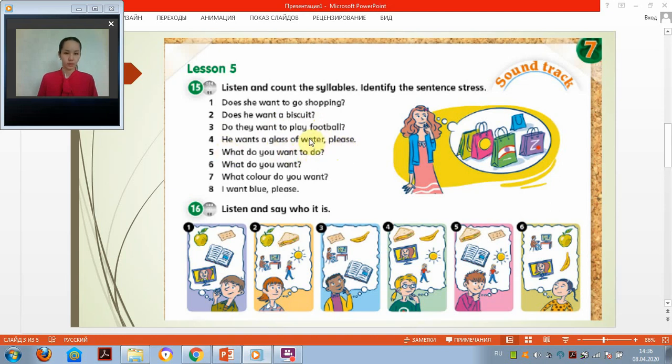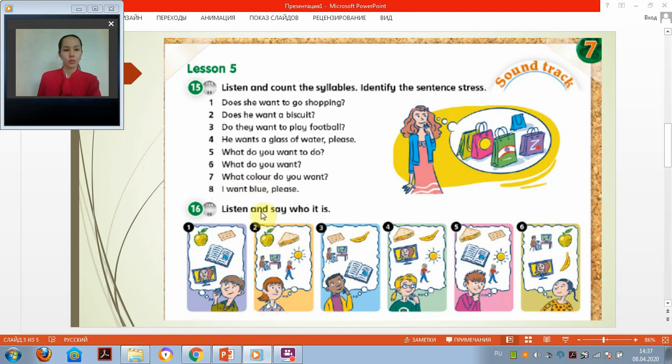Water. What do you want to do? Do. Okay, listen. What do you want? Want. Okay, listen. What color do you want? Color. The stress fell on the color. Next. I want blue, please. Blue. The stress fell on the word blue.